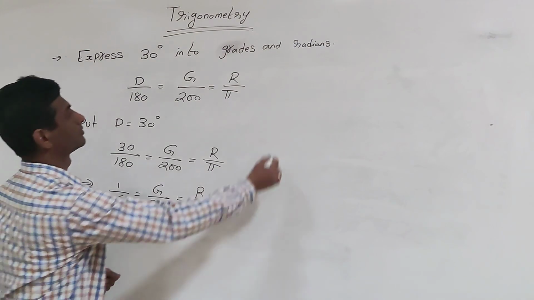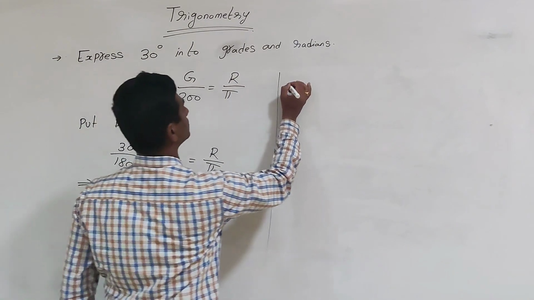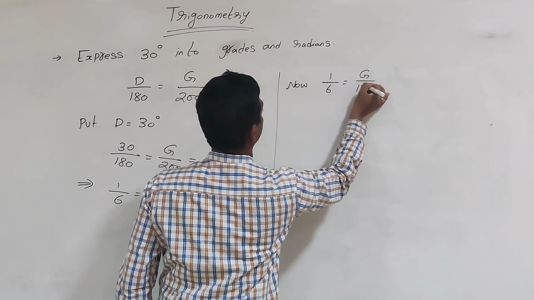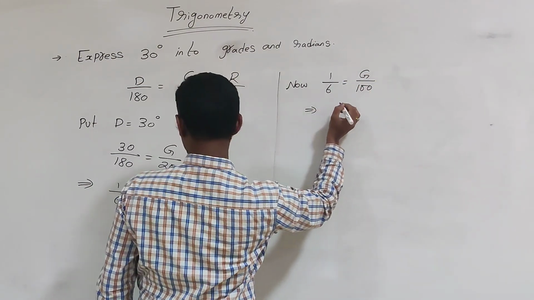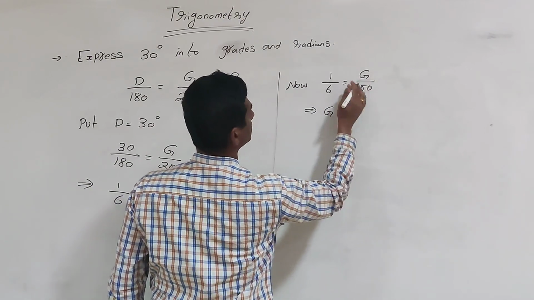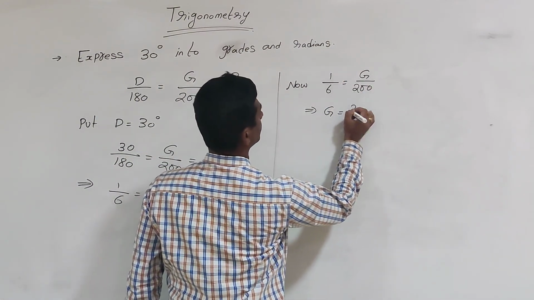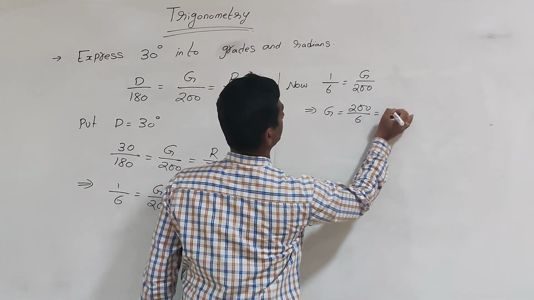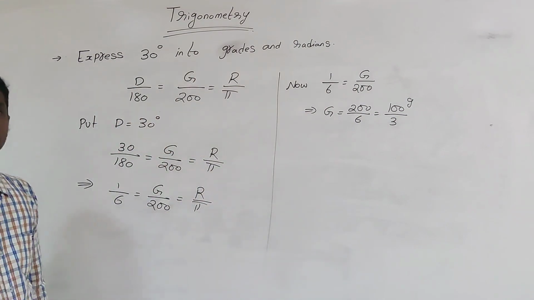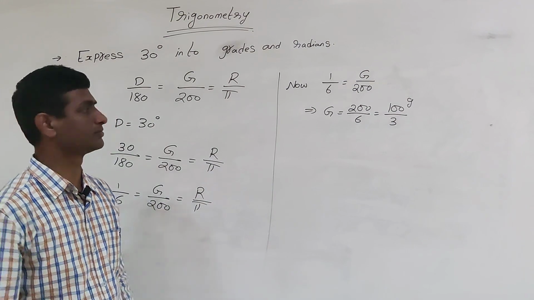Now if you want to convert into grades, take this ratio: 1 by 6 is equal to g by 200. Taking the cross multiplication, g is equal to 200 by 6, that will be 100 by 3 grades. That means 30 degrees is equal to 100 by 3 grades.